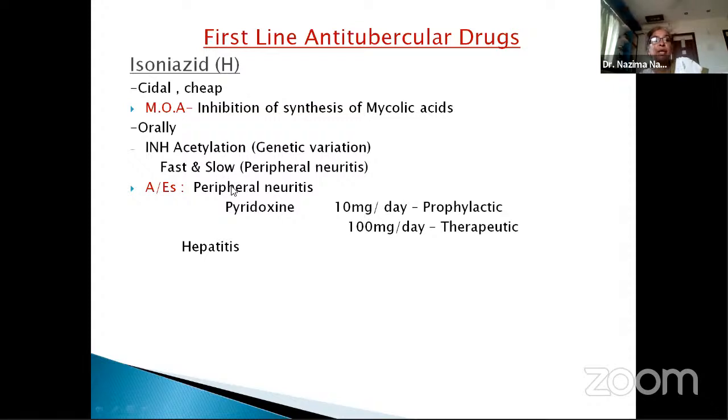Peripheral neuritis can be prevented by giving pyridoxine prophylactically, 10 milligrams per day. Also, this drug is toxic to the liver, causing hepatitis. So again, these are side effects related to isoniazid or isonicotinic acid hydrazide.